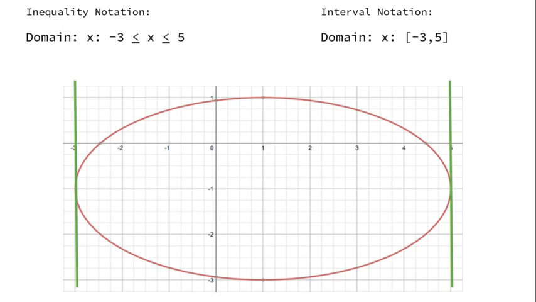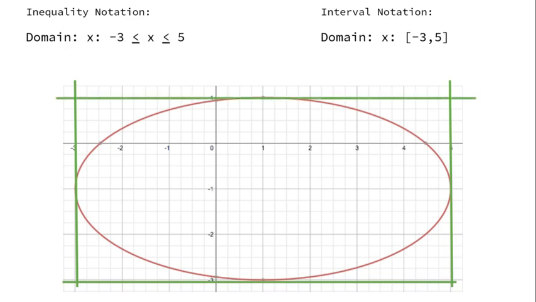For the range, that's the very bottom of the graph, which is here at -3. The very top of the graph, which is here at +1. So our range is going to be -3 less than or equal to y, less than or equal to +1. And in interval notation, using those brackets because our graph touches at both of those values, we have [-3, 1] separated by a comma.